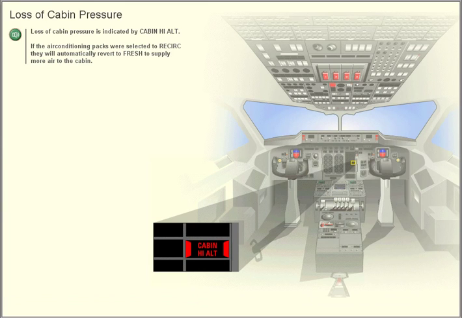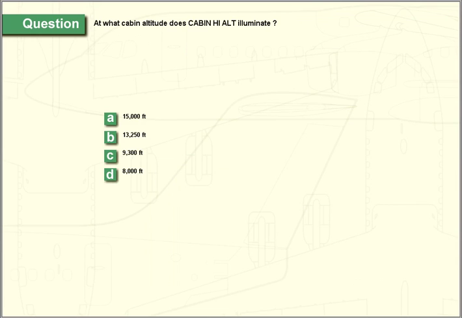Loss of cabin pressure. Loss of cabin pressure is indicated by cabin high altitude. If the air conditioning packs were selected to recirc, they will automatically revert to fresh to supply more air to the cabin. At what cabin altitude does cabin high altitude illuminate?